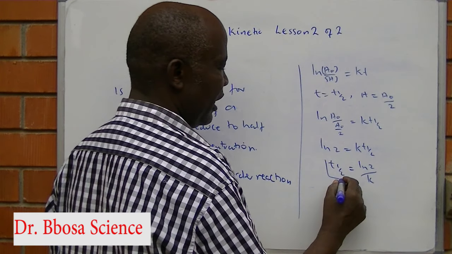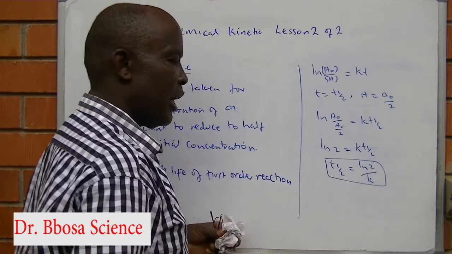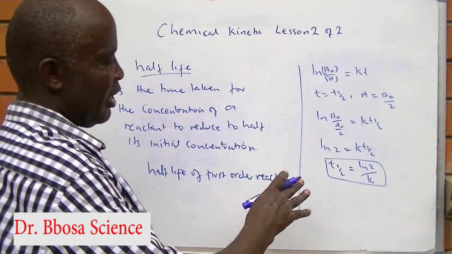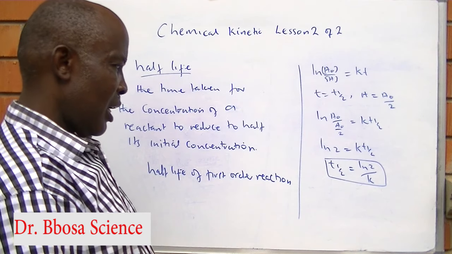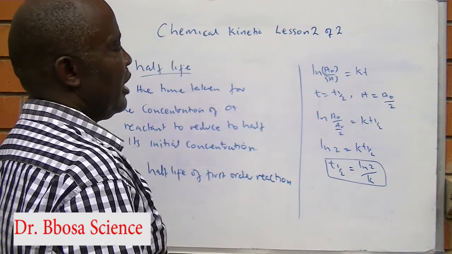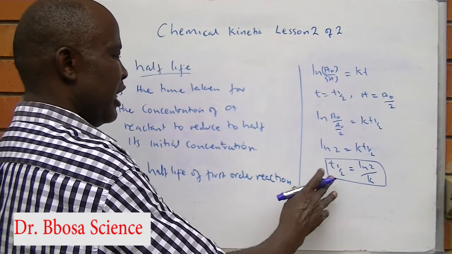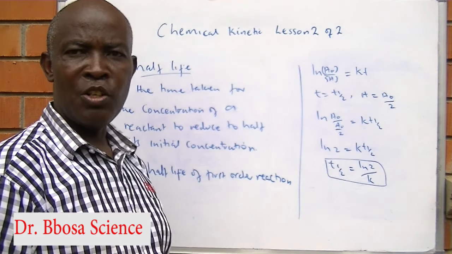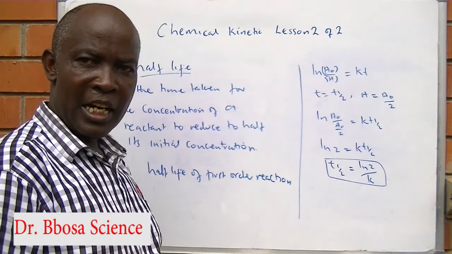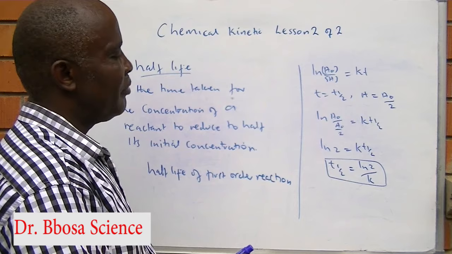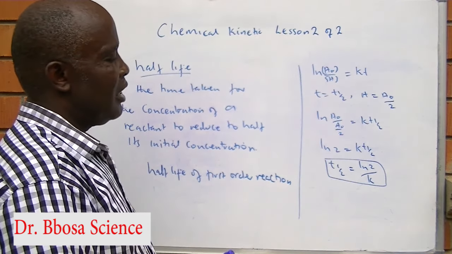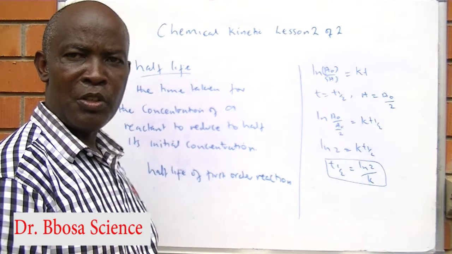So when you are given k, you can find the half-life of a first order reaction, or when you are given the half-life of a first order reaction, we can get k. In this expression, there is no component of concentration, so we can say that the half-life of a first order reaction is independent of the concentration of the reactant.